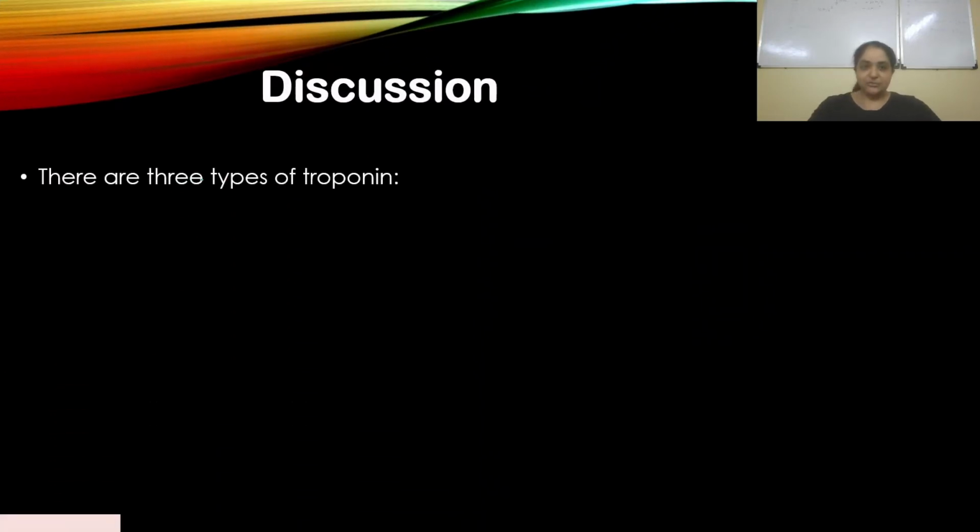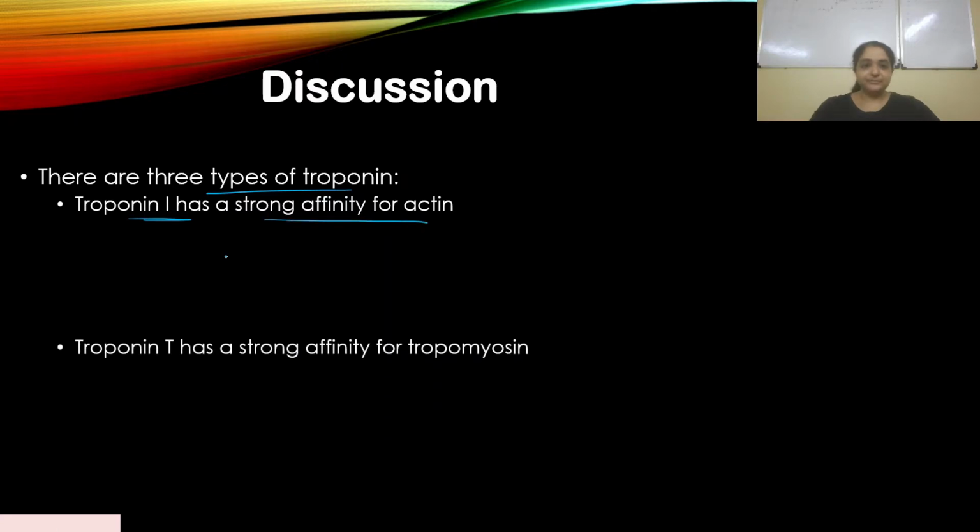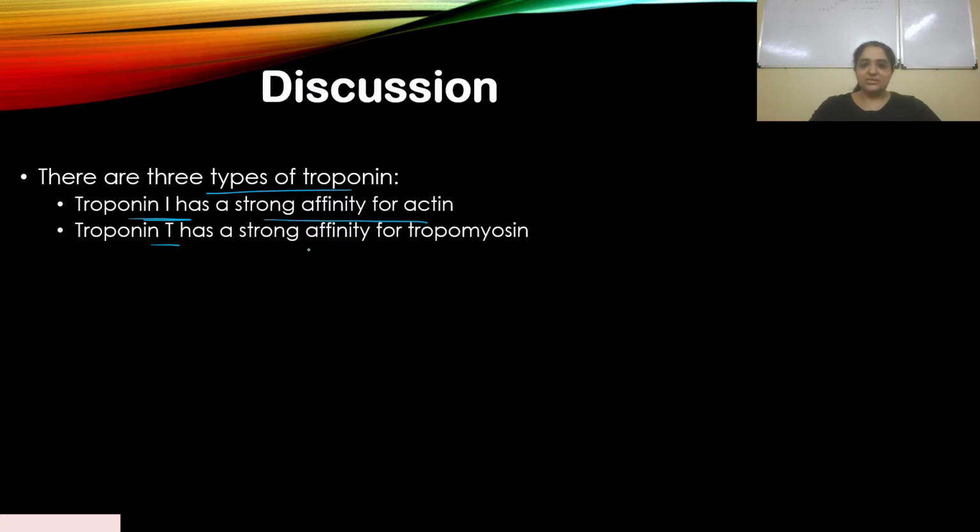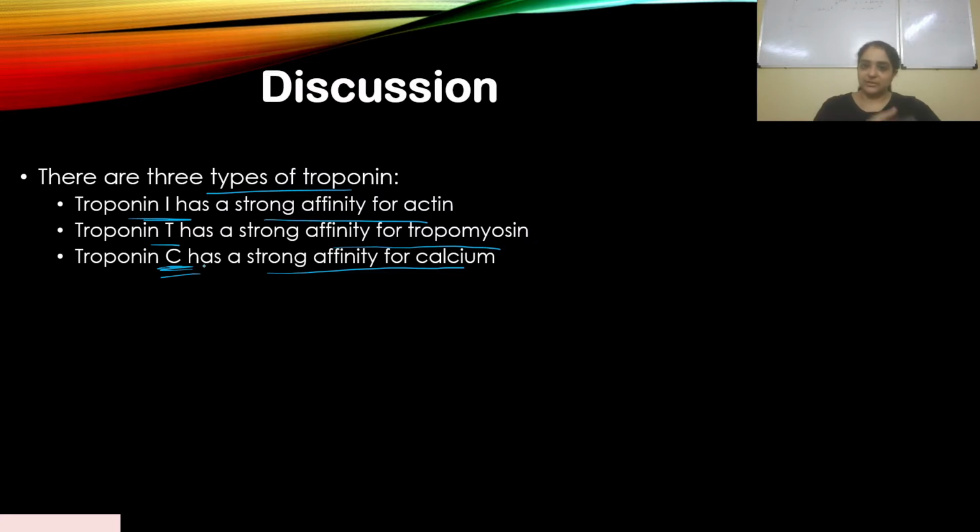So there are 3 types of troponin, like I just said. Let's go through the 3 types. Troponin I has a strong affinity for actin. Troponin T has a strong affinity for tropomyosin. And troponin C has a strong affinity for calcium. So this is the main troponin that is active, that is there for calcium.